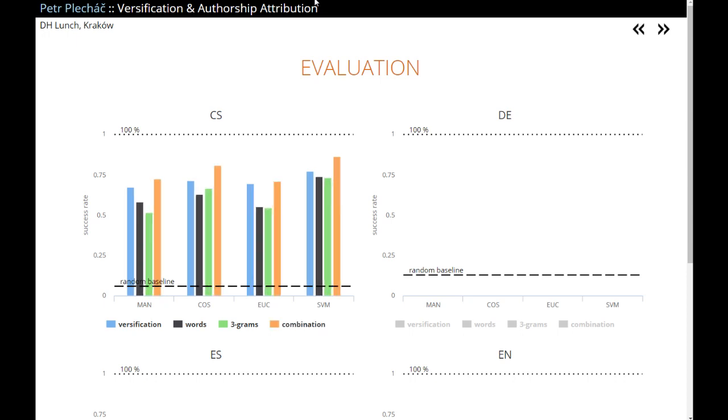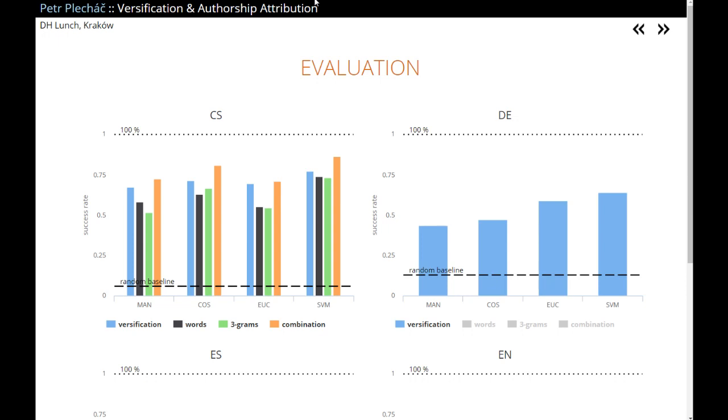And these are the results when we take the combination of these three, of versification, of words, and of trigrams. And as you can see, the best performance is with the support vector machine. And at the same time, within each method, the combined vector has a better performance than anything else alone.